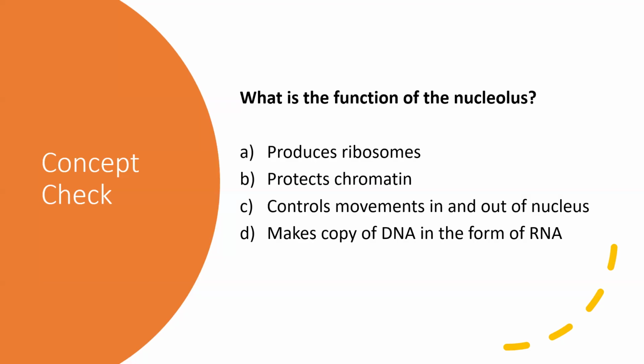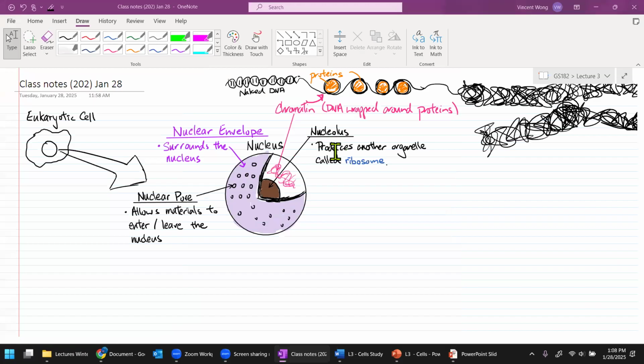You've been paying attention, you should know this. What's the nucleolus do? Good. Not quite. Nucleolus. The nucleolus is the thing inside the nucleus. The job is to produce ribosomes. Okay? Produce ribosome. We wrote it down right here. See? Nucleolus produces another organelle called ribosome.